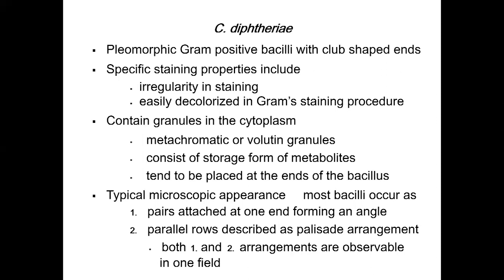So they have that characteristic of variation in shape and size, and that is described as pleomorphism. And when they are gram-stained, they show the club-shaped ends.